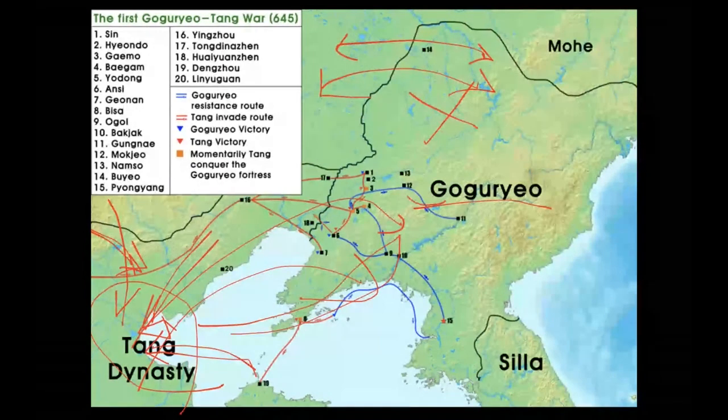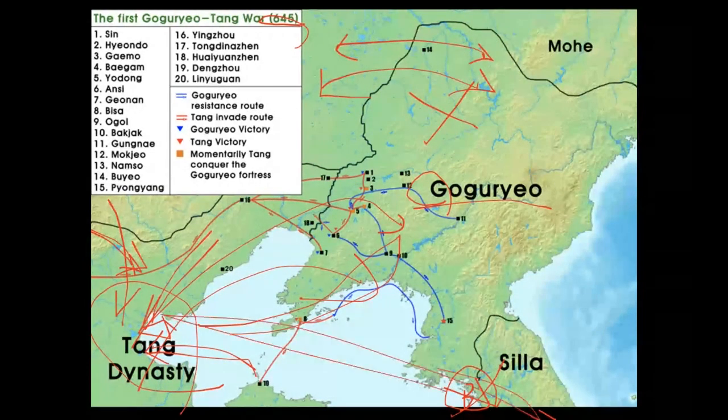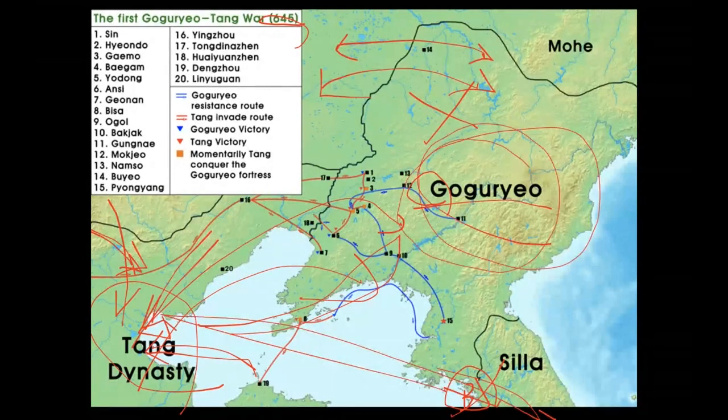So in the northern part, you had Goguryeo, and then somewhere here there used to be Baekje, but Baekje was already annexed by Silla by this time, 645. So Silla and Tang had a diplomatic relationship, and they made Goguryeo isolated.